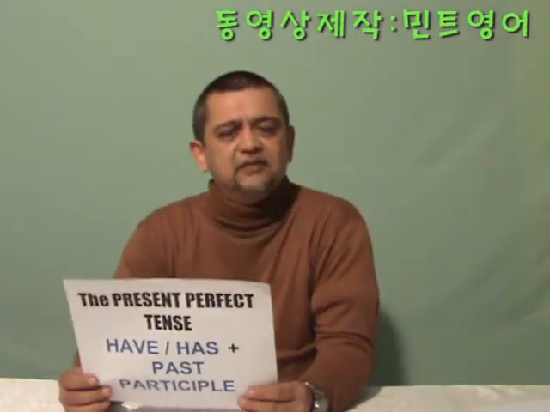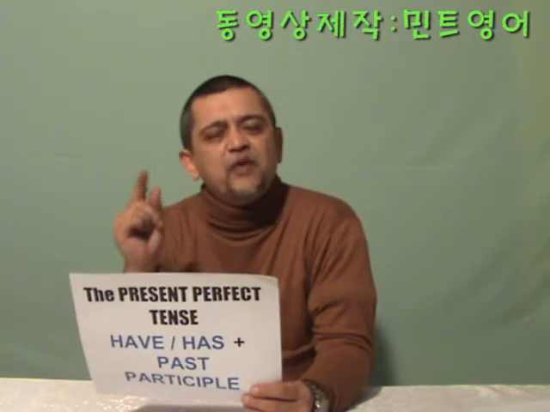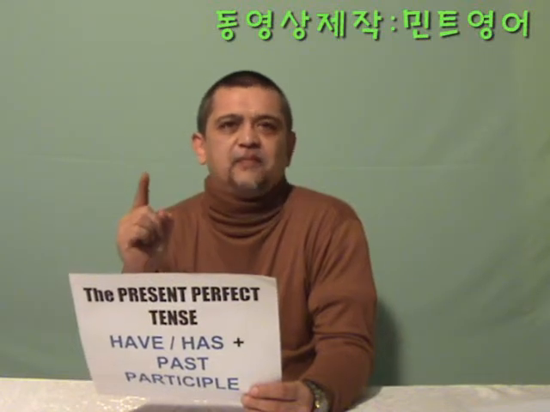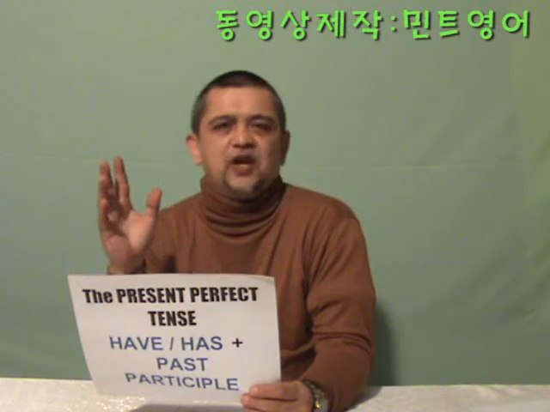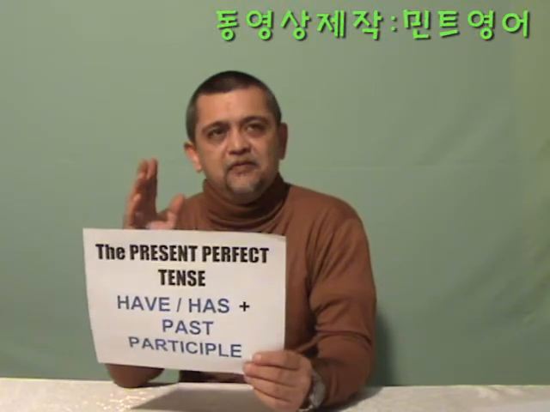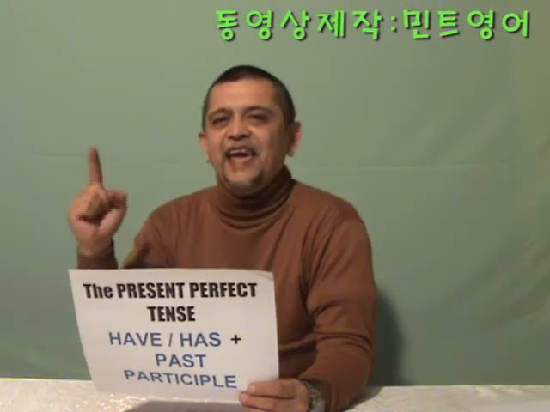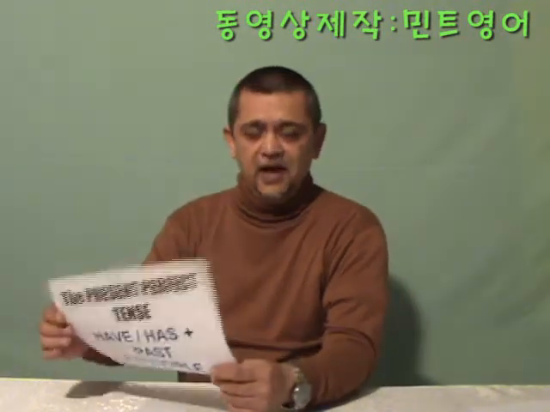When do we use have? When do we use has? Here is the catch. All you have to remember is when it is third person singular, we use has. If it is not third person singular, we use have. Third person singular, take note of the pronouns. He, she, it, has. All the rest have. Alright? Now, what do we use the present perfect tense for?